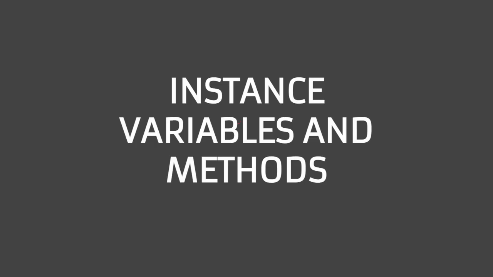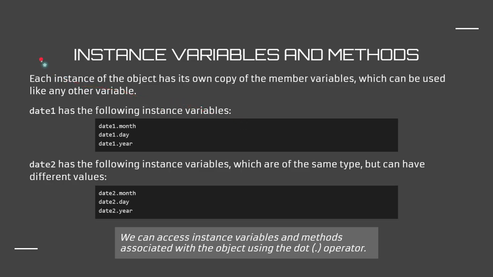So now let's go in more depth about instance variables and methods. Each object, or each instance of the object, has its own copy of the member variables, which can be used like any other variable. So date1 has the following instance variables: date1.month, date1.day, and date1.year. Date2 has the following instance variables, which are of the same type, but can have different values: date2.month, date2.day, and date2.year.